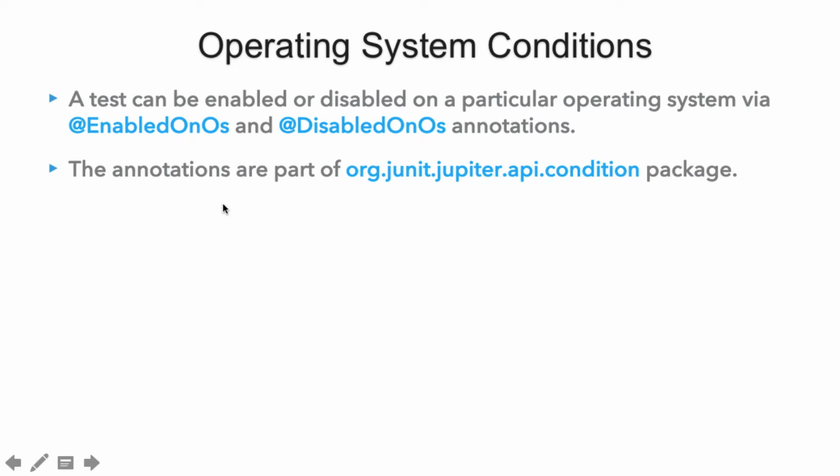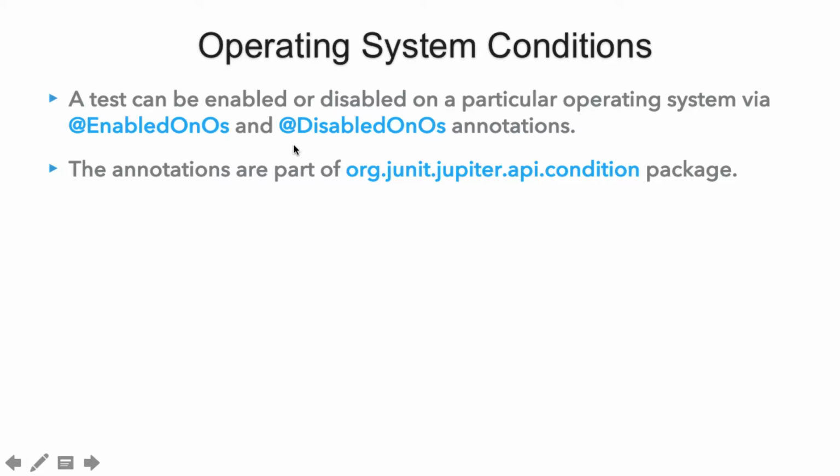So these annotations are part of the org.junit.jupiter.api.condition package. So friends, if you want to enable any test case, let's say on Windows operating system, then on that particular test case we can provide this annotation, and that test case will be executed only on Windows operating system.